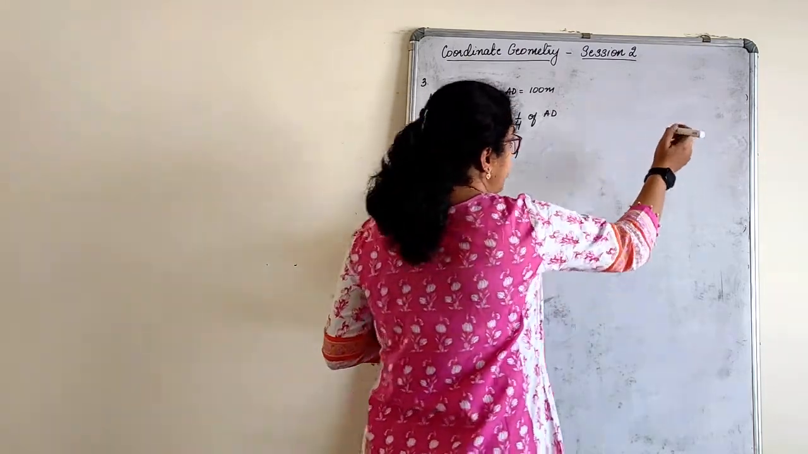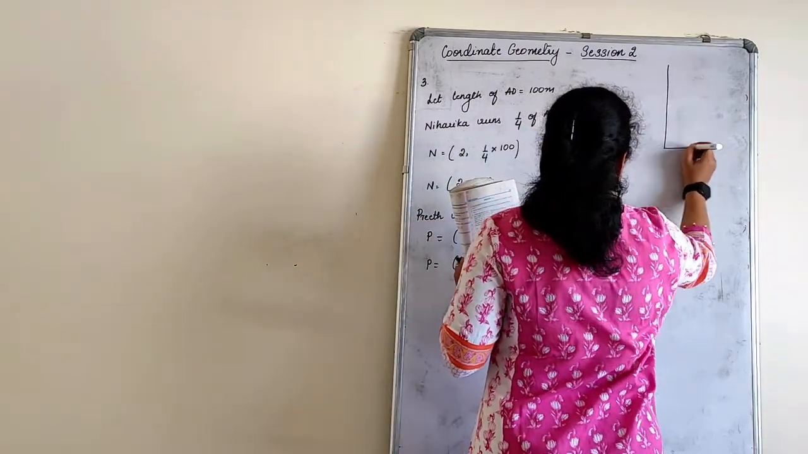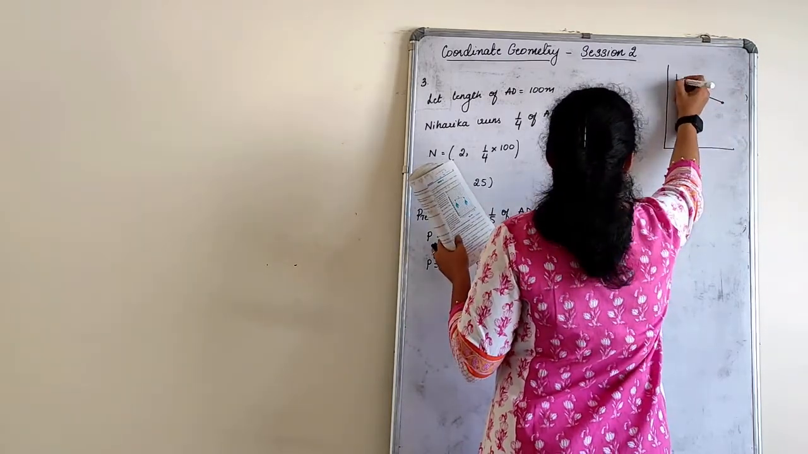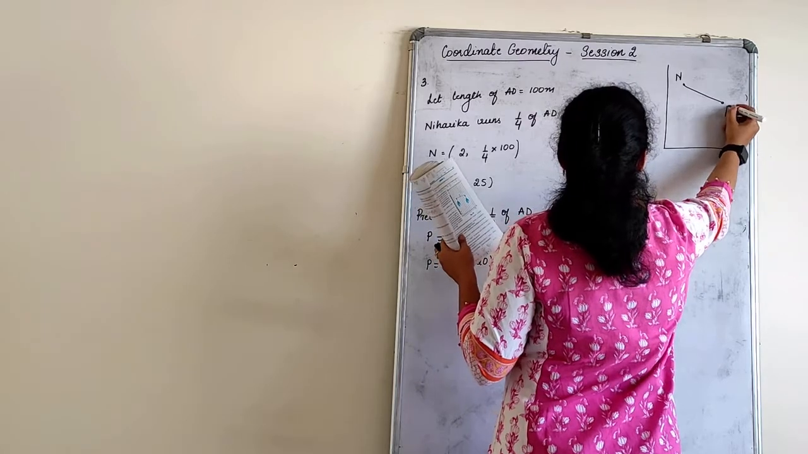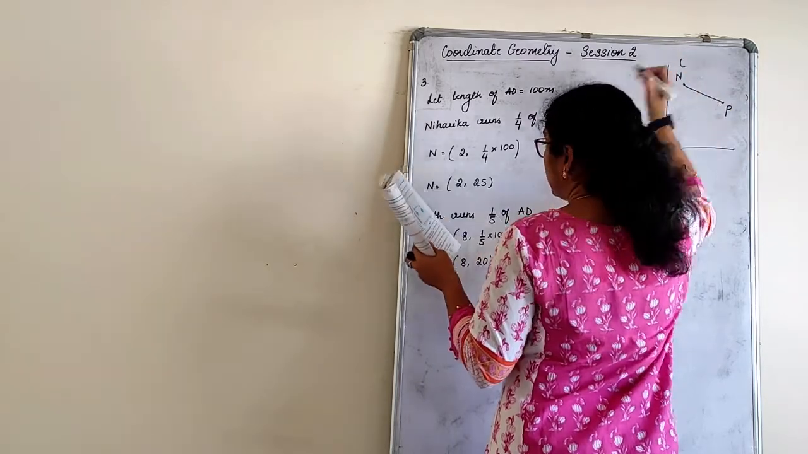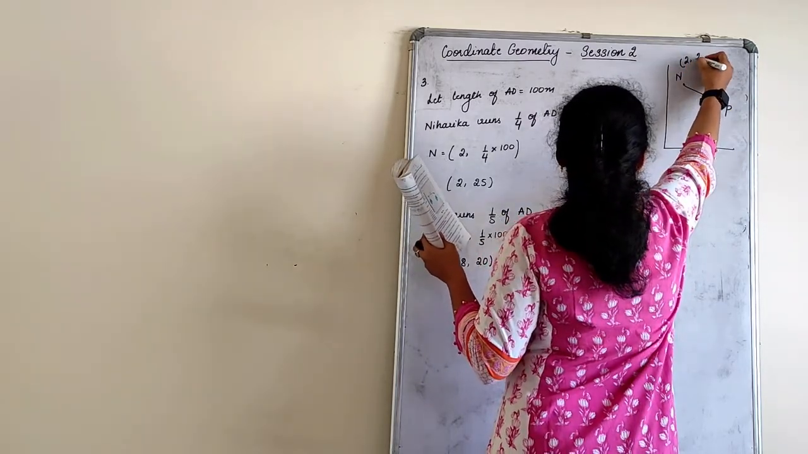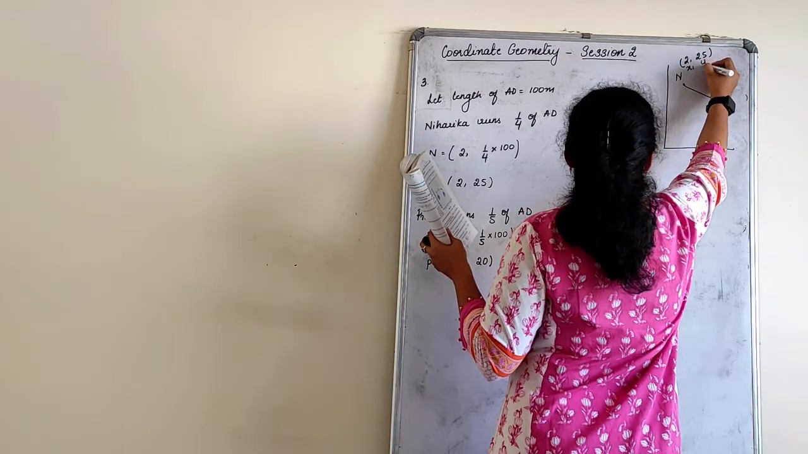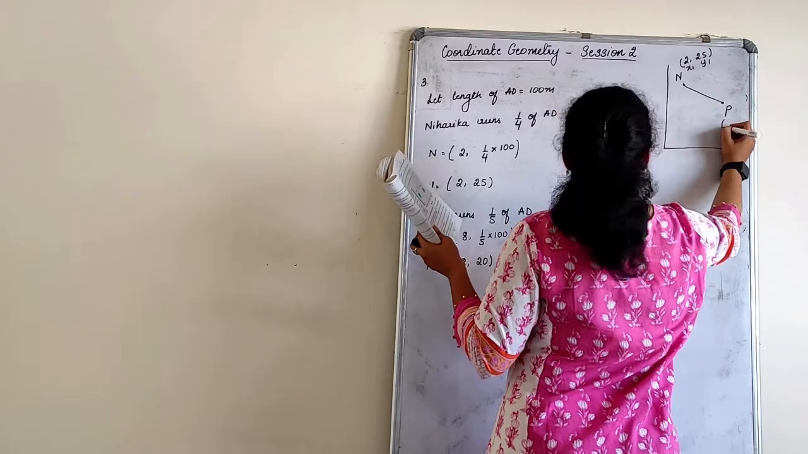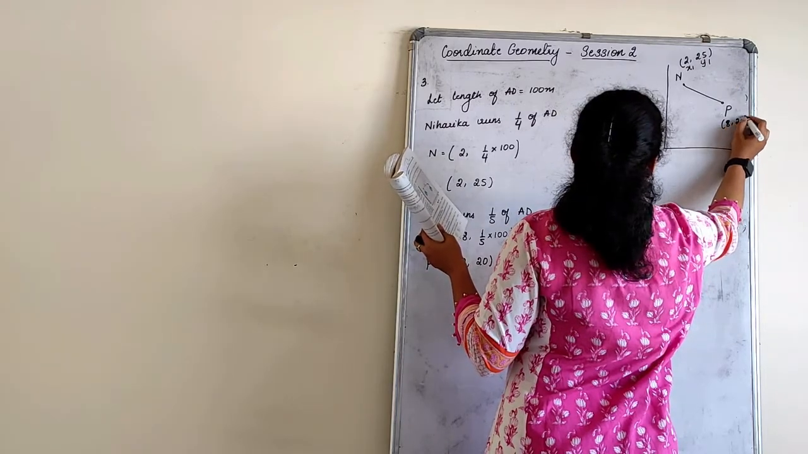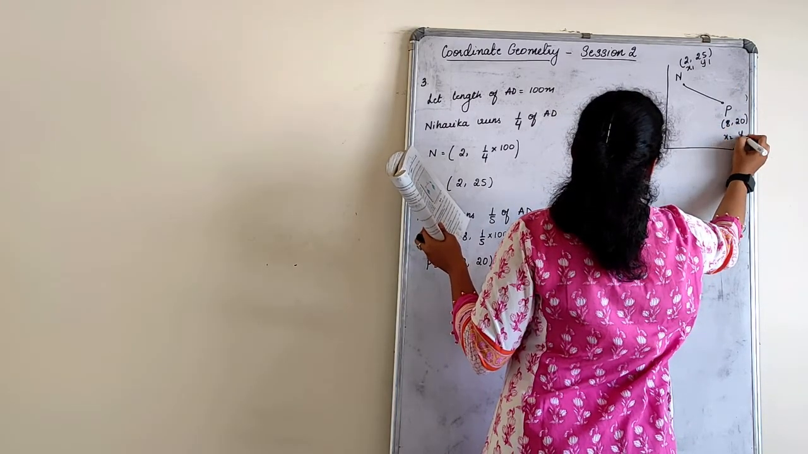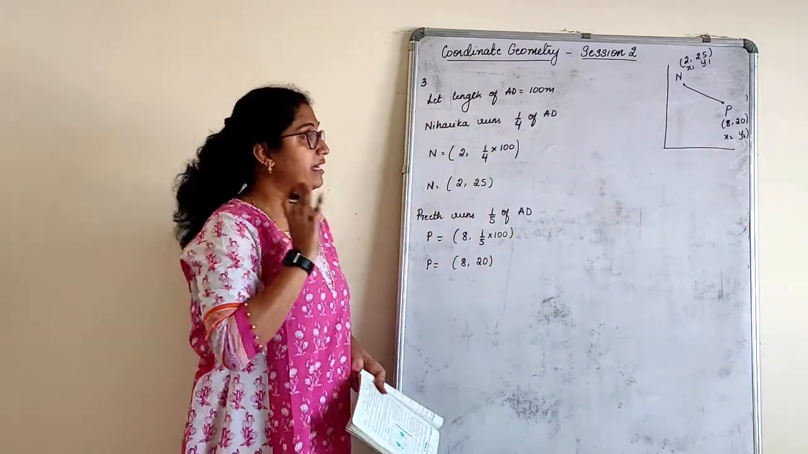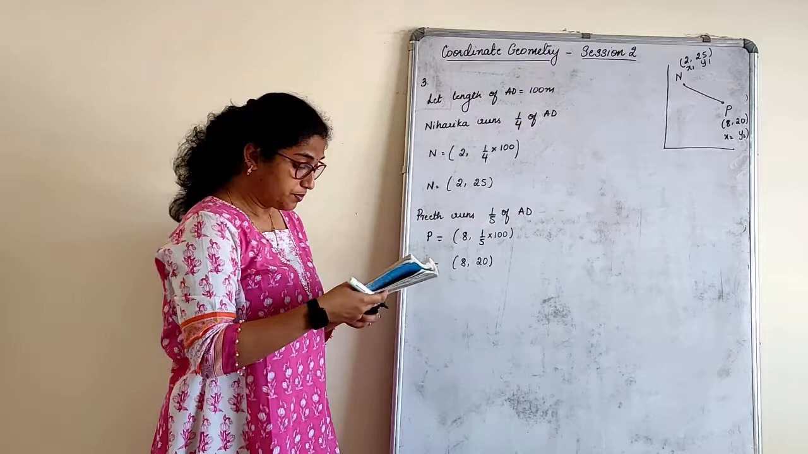So let me have a figure here if I draw. So this is what they are running, right? This is Niharika and this is Preet, where Niharika is running (2, 25), x1, y1. Preet is running (8, 20), x2, y2. Understood the main thing they have given in the graph? I have drawn it.